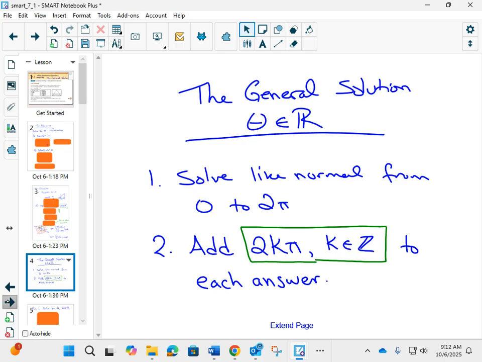So this is one of the reasons we start chapter 7 before our chapter 6 test. Because basically we're just doing two chapter 6 things together in one question. You already know how to solve between 0 and 2 pi. You already know how to write down coterminal angles in the general form. And this just combines the two of them together.